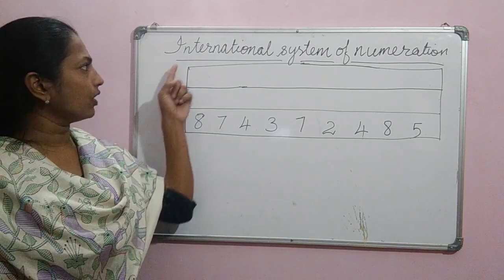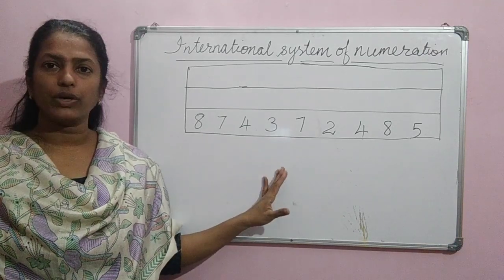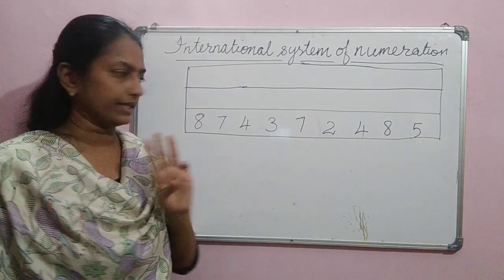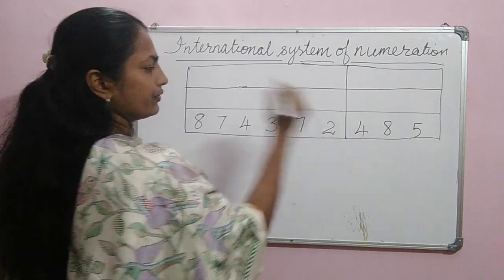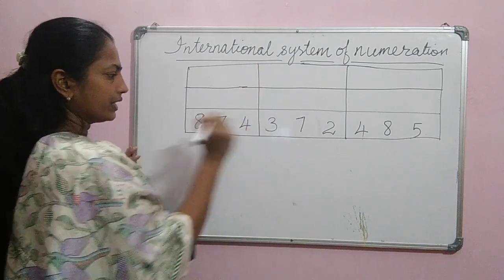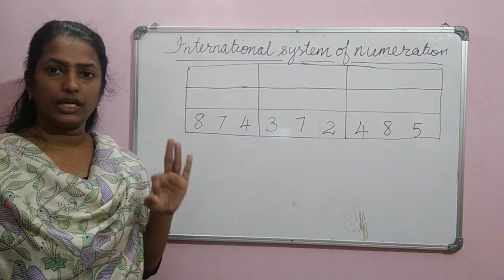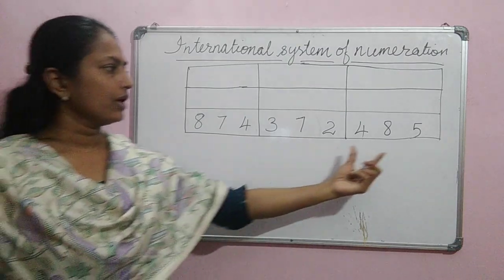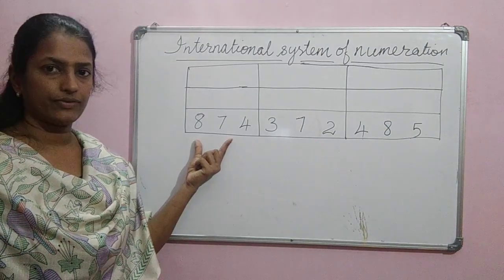The other system is called International System of Numeration. In this system, let's see how we group the digits. Here we group the digits into sets of 3. That means 5, 8, 4, a set of 3 digits. Next is 2, 7, 3, another set of 3 digits, and here also 3 digits. In the first system we have 3, 2, 2, 2 and it goes on like that. And here in this system, we have groups of 3 digits: 3 digits, 3 digits, 3 digits.